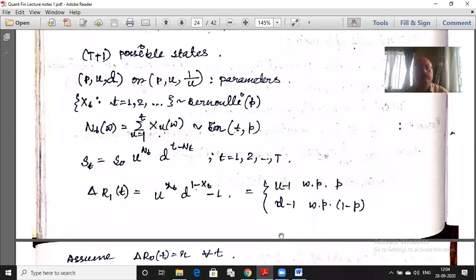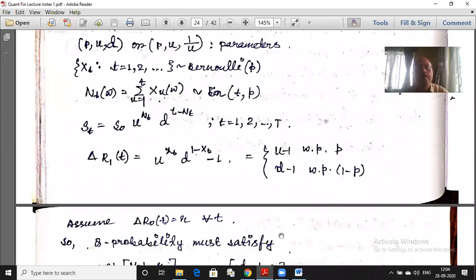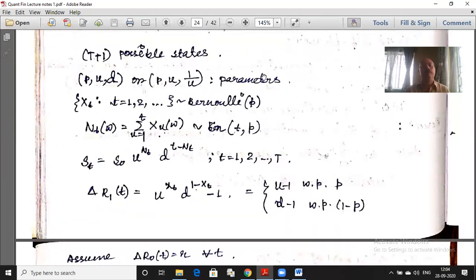Okay, so then just to tie it up formally, I'm using a stochastic process X_t, t equal to 1, 2, etc., where each X_t is a Bernoulli with parameter p, so that the partial sums N_t, the sum of X's up to time t, will follow a binomial with parameters small t and p.